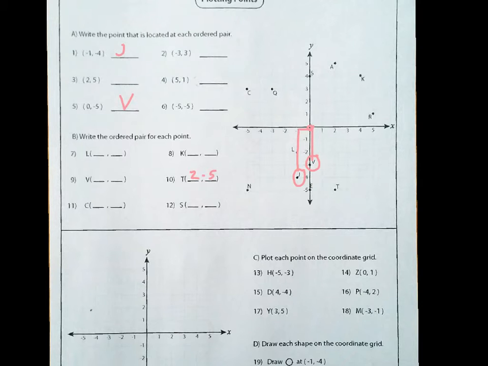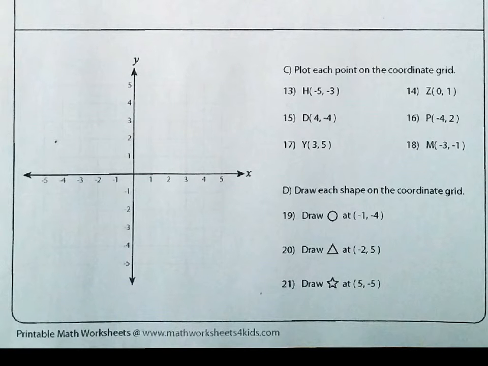Okay, and let's go on to the next one. This question says plot each point on the coordinate grid. So let's do 13 and 16. So 13 is negative 5, negative 3. So it means we go down, down, down, down to there. Okay, so that's about H. And now 16, negative 4, and 2. There we go. And that is the letter P.